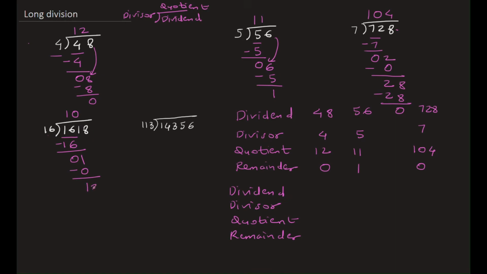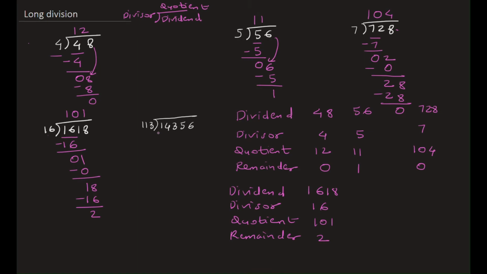Then I bring the next digit down, which is 8. So the new dividend is 18. 16 goes exactly once in 18. So I write 1 in the quotient space, multiply that 1 with 16 and subtract 16 from 18, and answer is 2. So remainder 2 is left out. So the dividend is 1618. The divisor is 16. The quotient is 101 and the remainder 2 is left out.